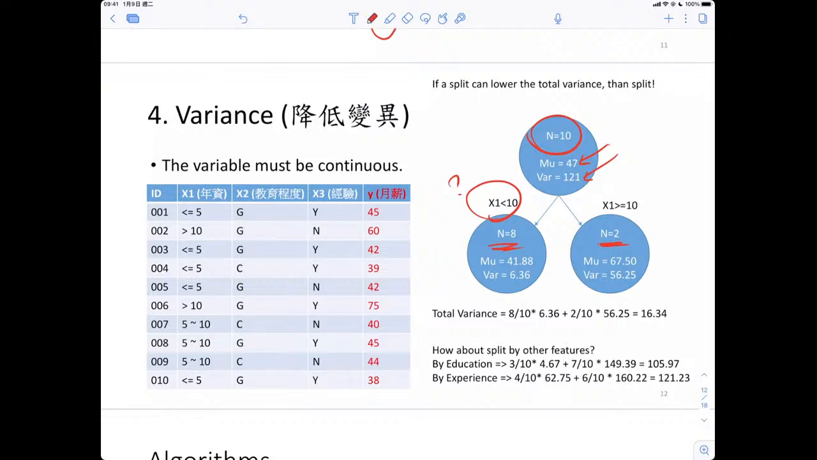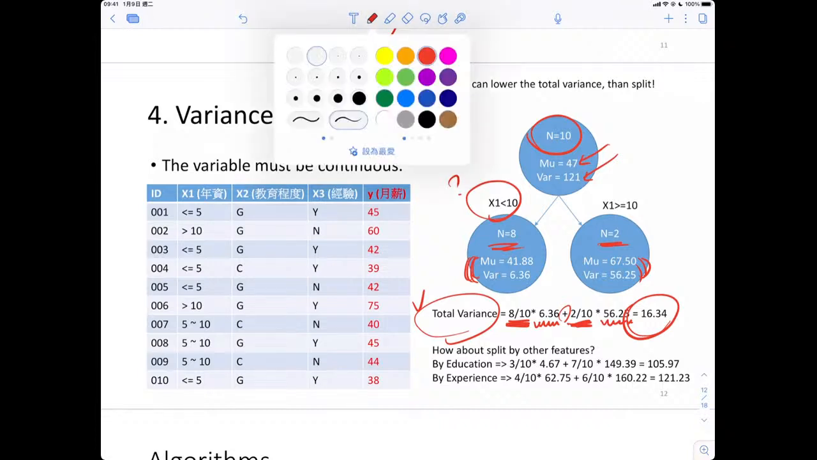And then I calculate the mean value and the variance again within the class. Before I do such kind of partition, the variance is quite high, which is 121. And after I do such kind of partition, I have two variances, but I can still calculate the weighted variance, which is the total variance. So that is the weight, 8 over 10 times the current variance, plus the weight, I have two data points in my data set, and my variance is 56.25. So the weighted variance is currently 16.34.